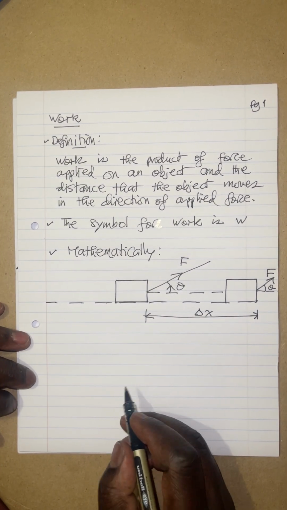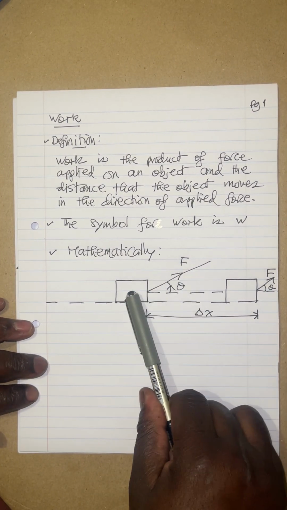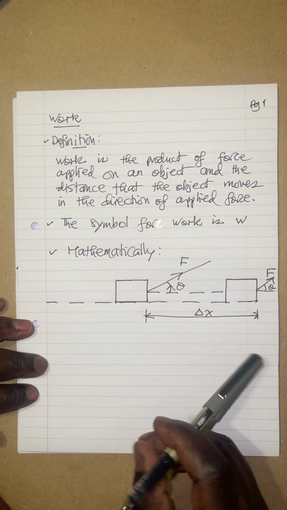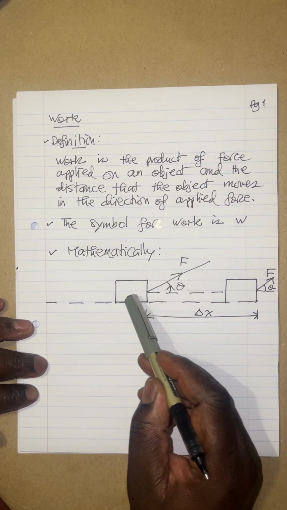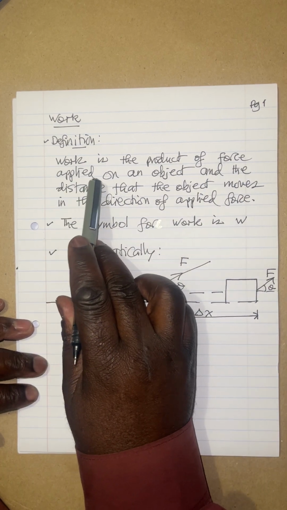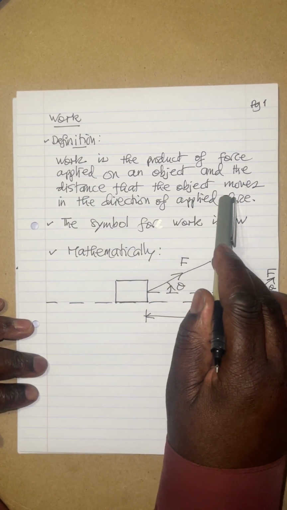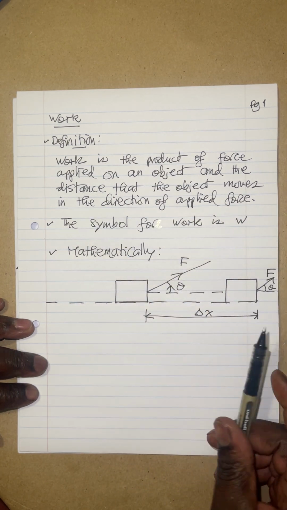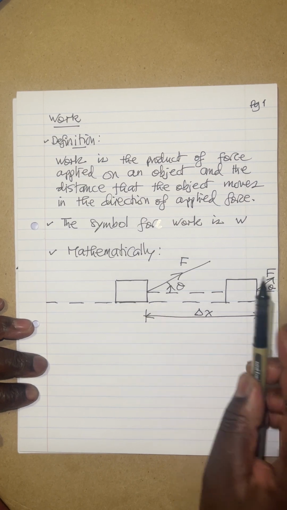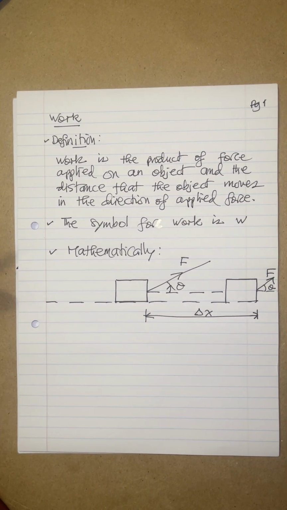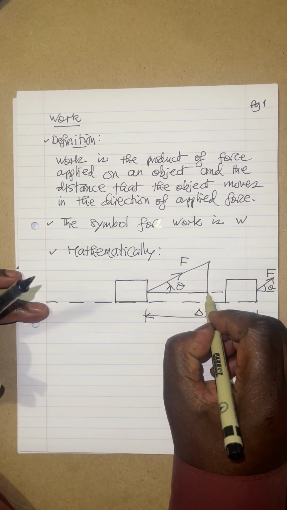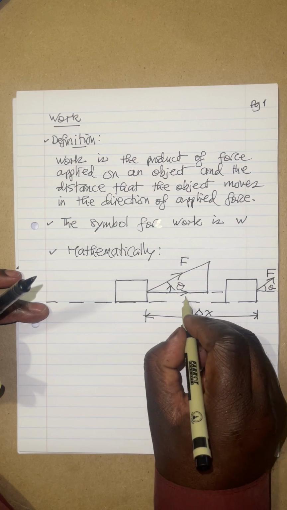By definition, work done by this force F on this block in moving it from this point to that point is going to be force, a component of this force in the horizontal direction. Because remember, the definition says it is the product of force applied on an object and the distance that the object moves in the direction of applied force. So it will be the horizontal component of this force that does work on the block. Therefore, we need to draw a triangle here that shows the horizontal component of that force. Let's call this Fx.